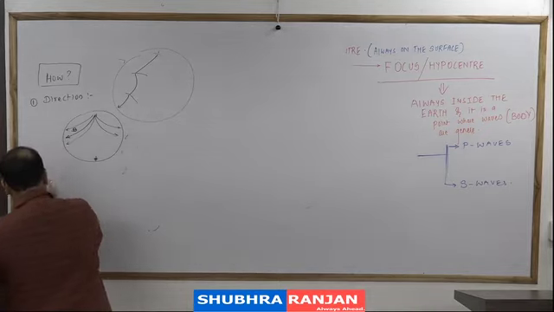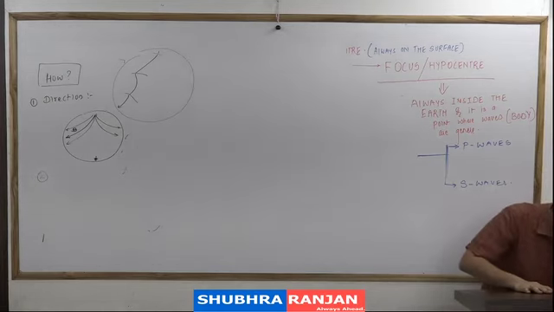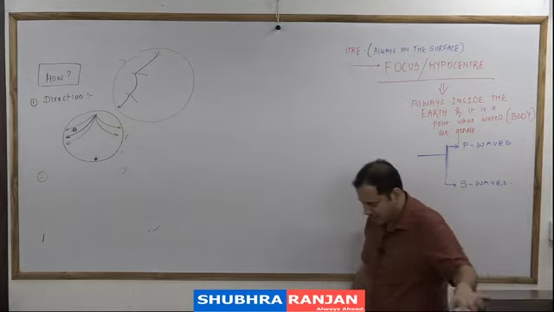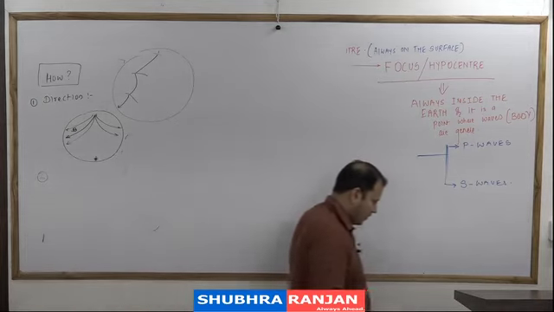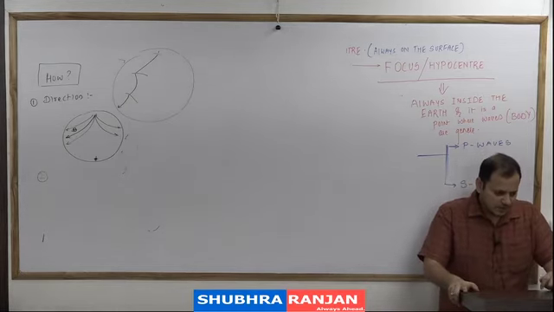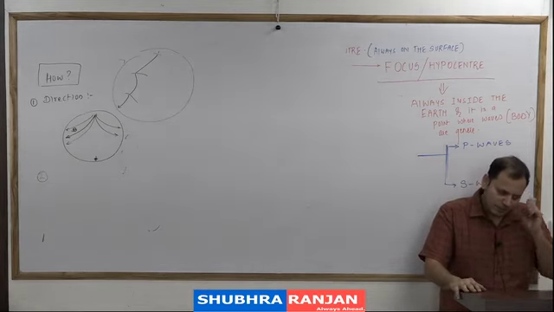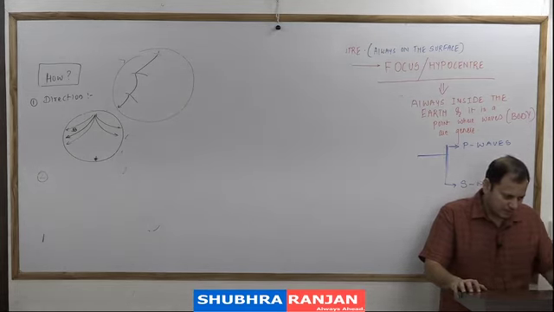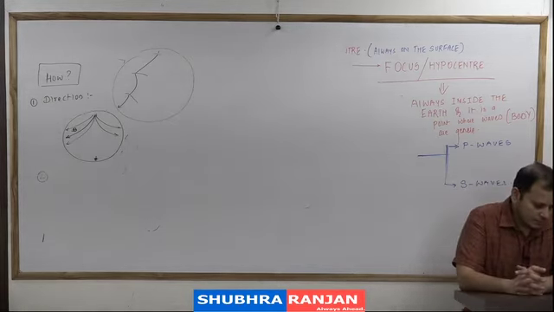Next point. There is sudden bend and change of velocity when the waves move from crust to mantle, and from mantle to core.